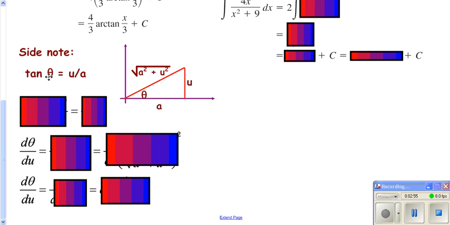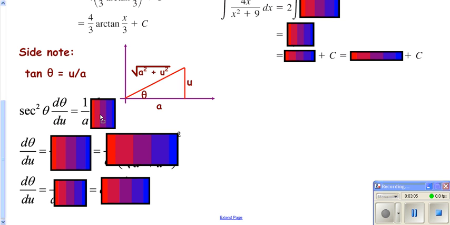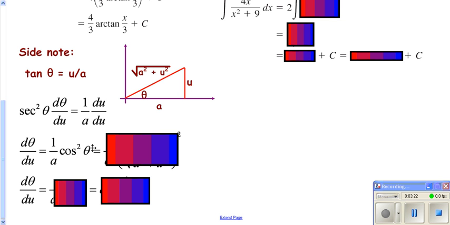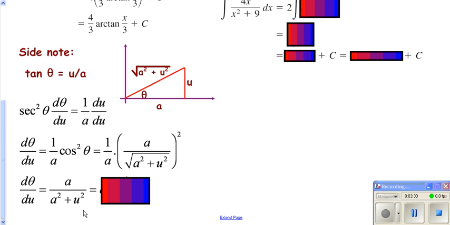Now, if you took your derivative with respect to u, derivative of tangent is your secant squared, times your theta with respect to u, equals your 1 over a times your du over du, or that drops down to be 1. You get your d theta over du to be by itself by multiplying both sides by the reciprocal of this, which is cosine. So you get 1 over a cosine squared. Once again, your du over du drops out. So then you're going to get a 1 over a. Cosine, according to your triangle, would be your adjacent of a over your hypotenuse, which does reduce down to this. Now, if you wanted, you could pull that a out.